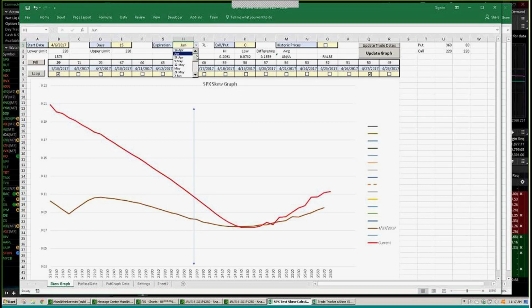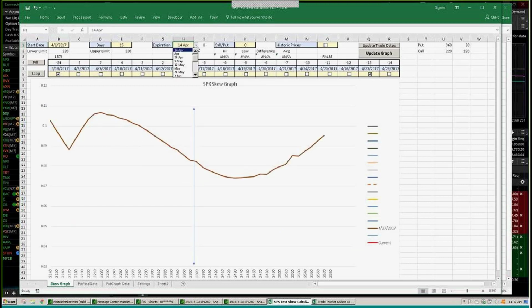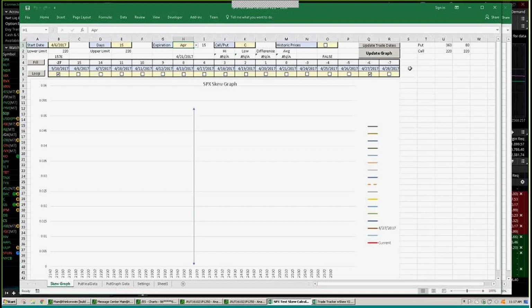So let's look at, that's 8 days, 15 days. I don't know how long this is going to take. Let's see, or if it'll work. Coding is not my profession. Nope, didn't like that.